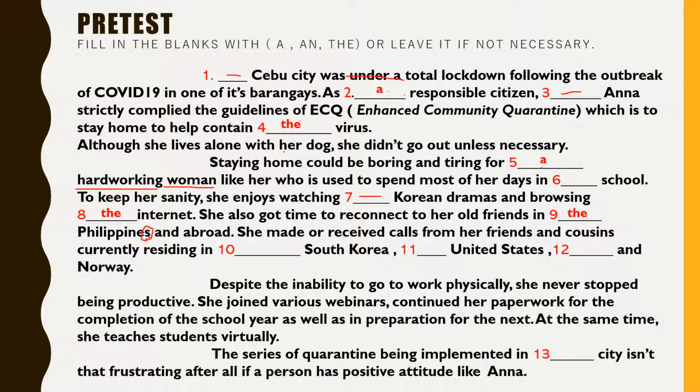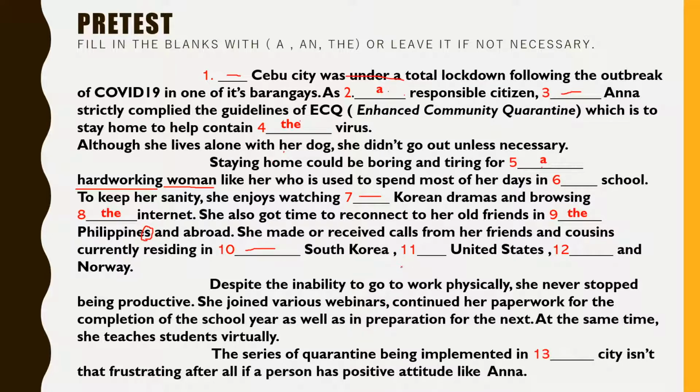Next, she made or received calls from her friends and cousins currently residing in South Korea. We don't use an article. Okay, we have the name of the country. It doesn't end in S. So, in general countries that don't end in S, it's not a united country, it's not a union of countries. So we don't use an article. Let's see who got it right. Wenelin, no article. Perfect. Very good.